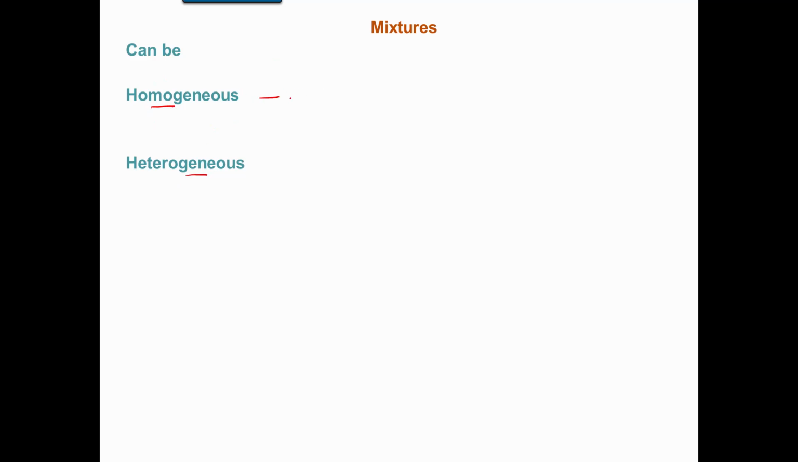A homogeneous mixture is uniform throughout. For example, if you have a glass of iced tea without the ice, that would be a homogeneous mixture. A heterogeneous mixture is not uniform throughout. So that iced tea with ice cubes would be a heterogeneous mixture. A chocolate chip cookie would be a heterogeneous mixture.